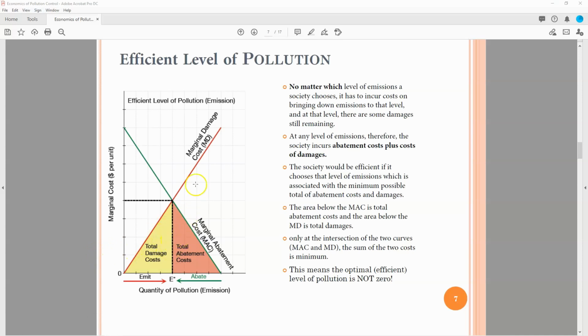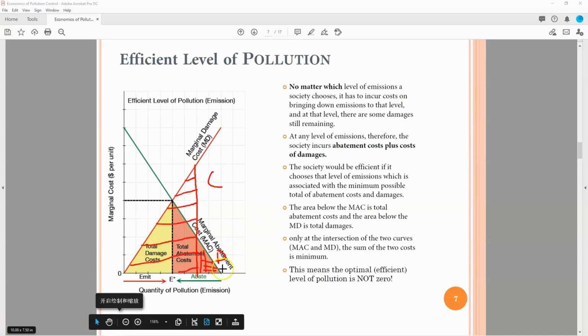If you don't believe it, we can choose another level of pollution. So for example, if we are going to pollute at this specific level, then the area under the marginal damage cost curve would be this very big area C, and the area under the marginal abatement cost curve would be this small triangle area D. It is very simple to summarize that the sum of C and D would be much greater than the sum of the yellow and red areas.